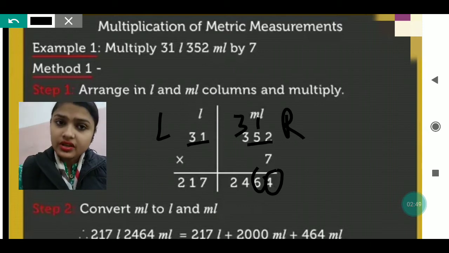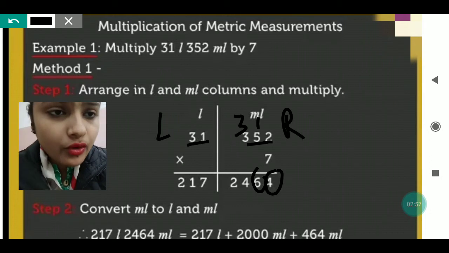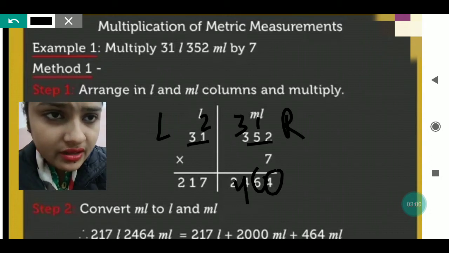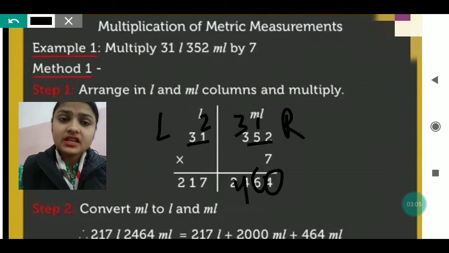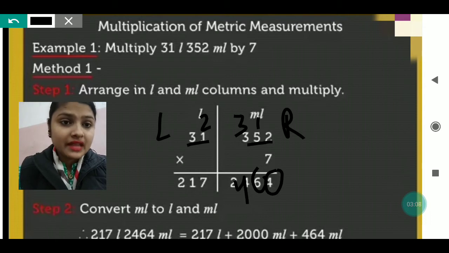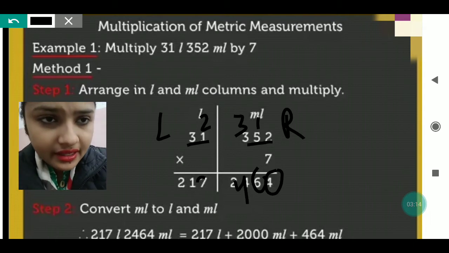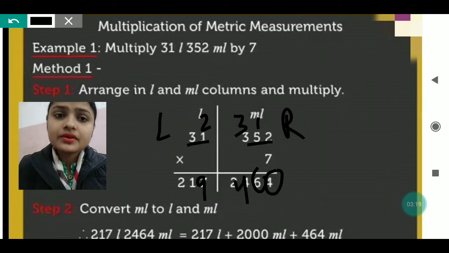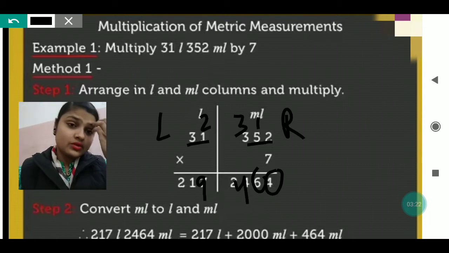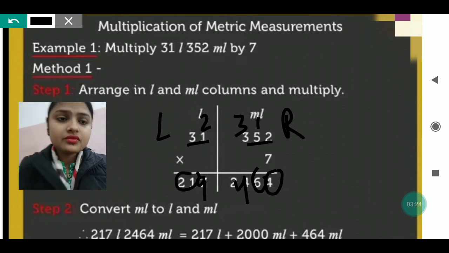Now 7 into 3 you have to do. So 7 threes are 21, plus 3 is 24, isn't it? So only 4 you will write here and 2 you will carry into the liters column. After that, 7 into 1: 7 ones are 7, plus 2 is 9. You will write 9 here. Okay, clear? After that again 7 into 3, so 7 threes are 21, which is written here as 21.